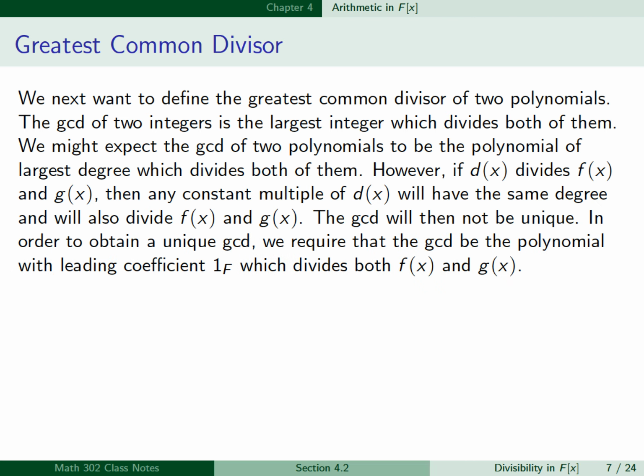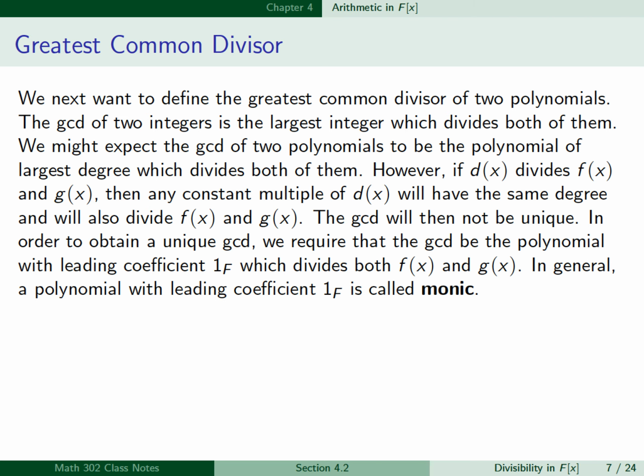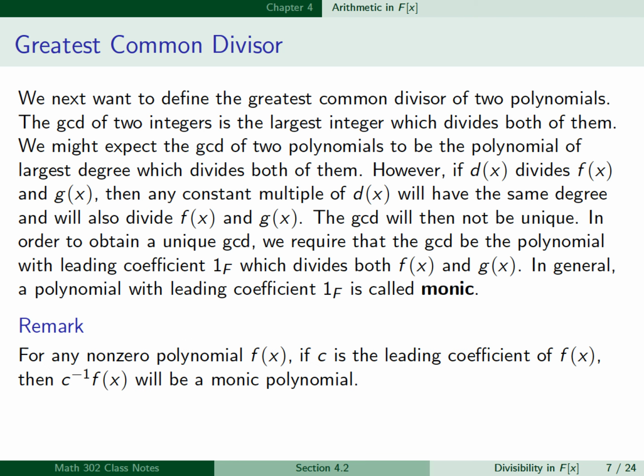In order to obtain a unique GCD, we require that the GCD be the polynomial with leading coefficient 1 which divides both f(x) and g(x). In general, a polynomial with leading coefficient 1 is called monic. Now for any non-zero polynomial f(x), if c is the leading coefficient of f(x), then c inverse times f(x) will be a monic polynomial. So by just multiplying any polynomial by the multiplicative inverse of its leading coefficient, we obtain a monic polynomial.